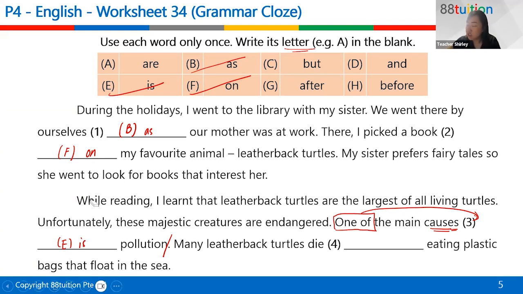Okay, next one is Jera. Many leatherback turtles die after eating plastic bags that float in the sea. Very good. Thank you. So they die after. It's more of a determinant of time. It tells you time, right? So they die after eating plastic bags that float in the sea. So this is it, yeah?